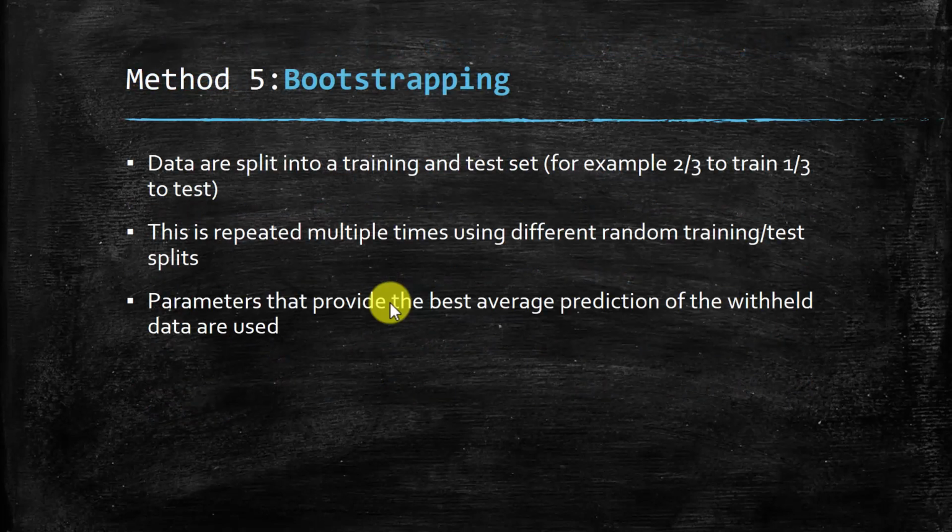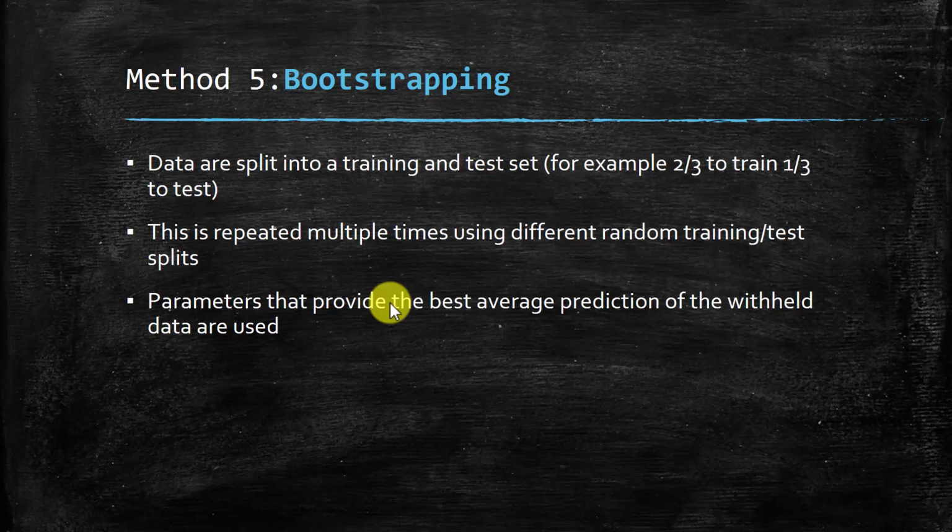Okay, another option is bootstrapping. This term came up before when we were talking about random forest. So the idea here is random sampling with replacement. Here's how it works. The data are split into a training and test set, so 2/3 to train, 1/3 to test. This is repeated multiple times using different random training-test splits. The parameters that provide the best average prediction of the withheld data are used.